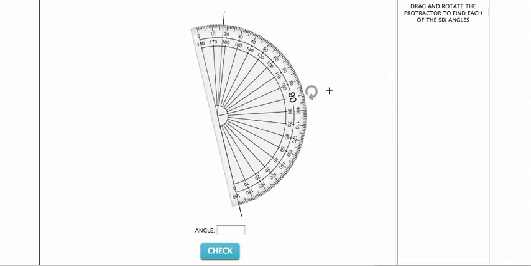Okay, so I line it up, and looks like we're at 163. So I type in 163. And this time I was 1 degree too high, so I might not have lined it up perfectly. So from 1 degree too high, it's obviously 162. So I click check. I'm correct.